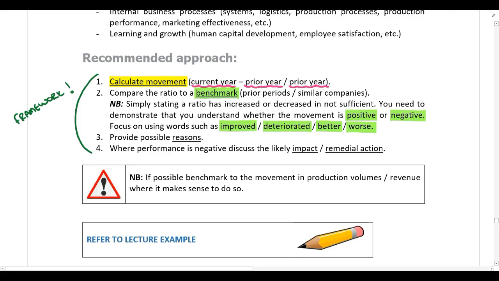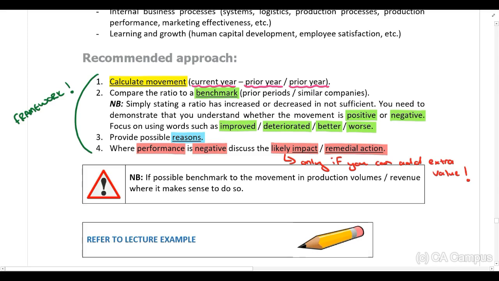Then after benchmarking, you can provide possible reasons. But please remember, don't force this framework. Only provide a reason if there is a good reason for the movement. And then finally, where performance is negative, you can discuss the likely impact or remedial action. However, once again, guys, you should only discuss the likely impact or remedial action if you can add extra value through this discussion. If you can't add extra value, leave it out. Don't waste time writing down rubbish. You won't score any marks.